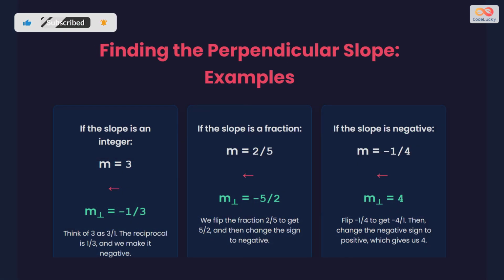Let's look at a few quick examples. If a slope is 3, its negative reciprocal is negative 1/3. If a slope is 2/5, its negative reciprocal is negative 5/2. And if the slope is already negative, like negative 1/4, its negative reciprocal becomes positive 4.